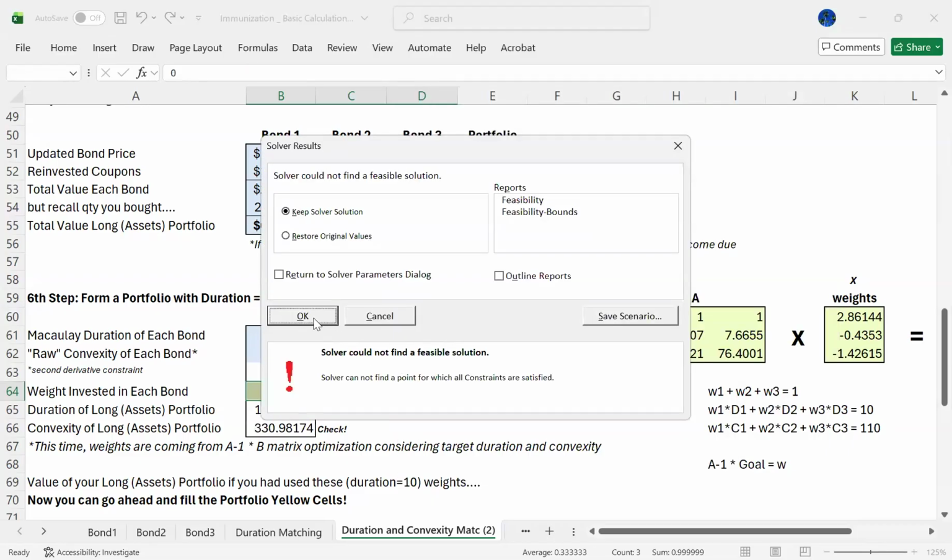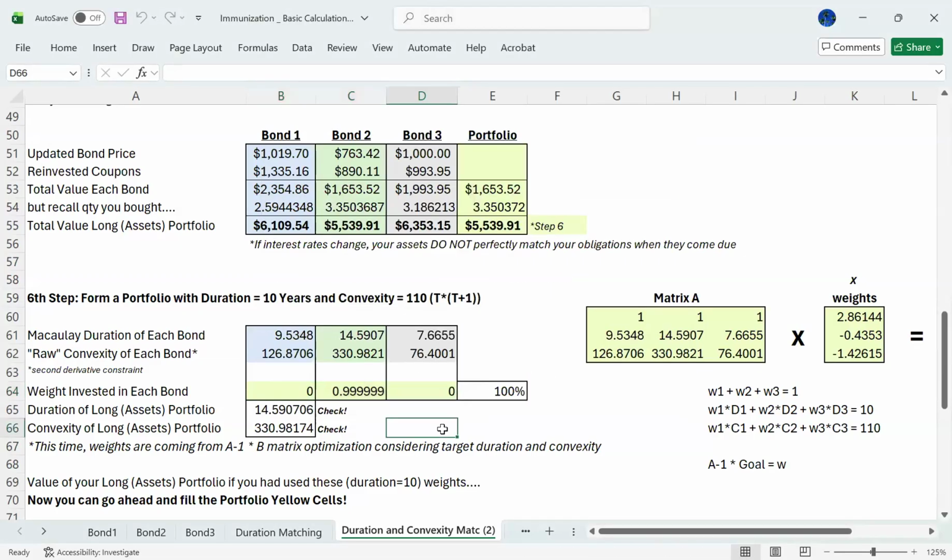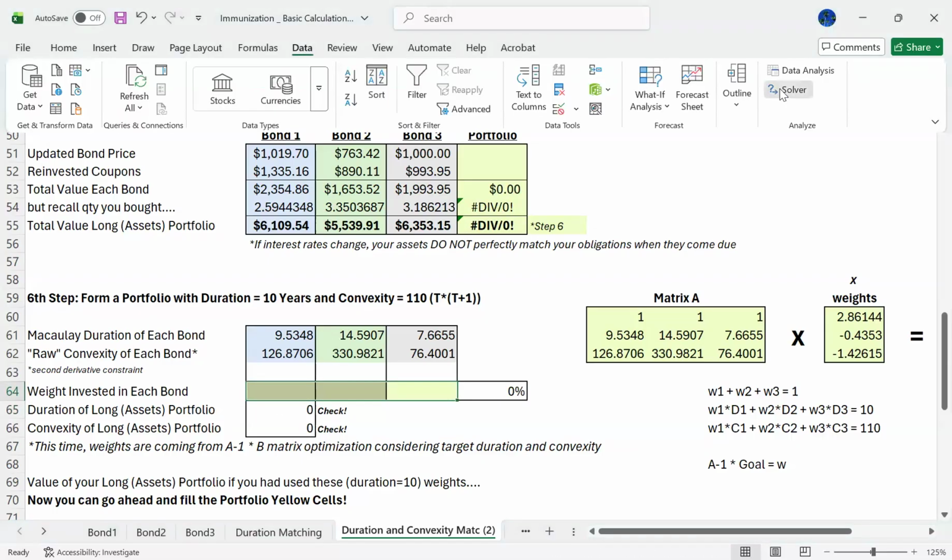Okay, and now there is a solution here. I like this solution more because the weights are a little bit more realistic. This is telling us that we should invest everything in this specific case in bond number two, but it's breaching the duration constraint. So let us just get rid of these weights and run this one last time.